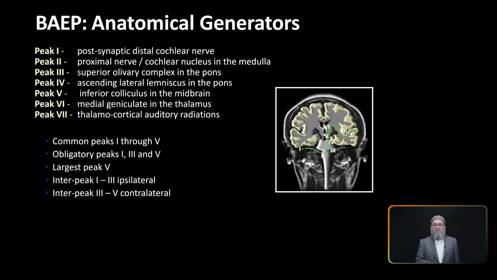What we are trying to do is record all 5 waveforms. Waves 6 and 7 are typically not seen in patients under anesthesia, but waves 1 to 5 are recorded. The obligate peaks which must be recorded are wave 1, wave 3, and wave 5. So we should always record waves 1, 3, and 5. The largest peak is wave 5, and then we also record the inter-peak latency, which is the latency between peaks 1 and 3, 3 and 5, and 1 and 5.